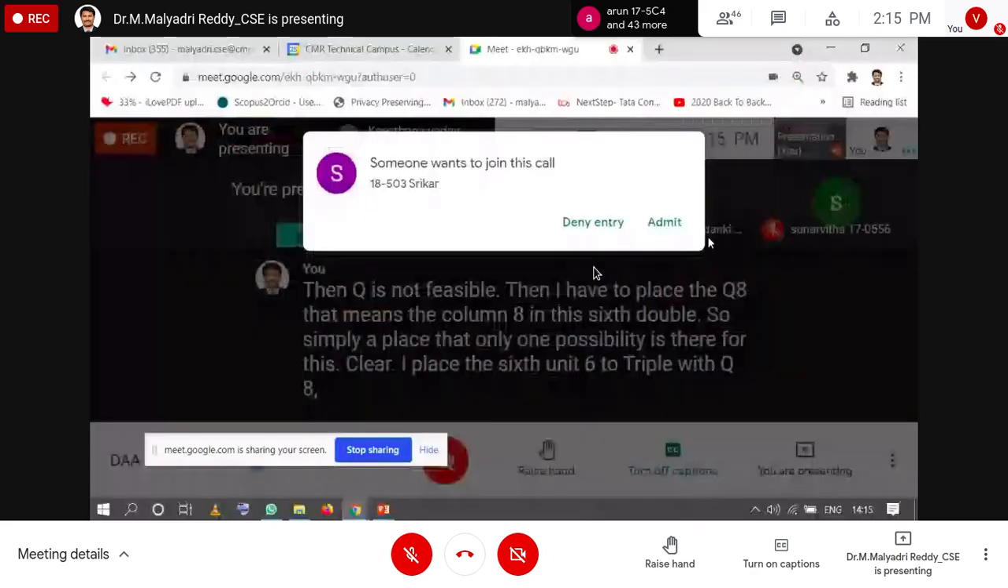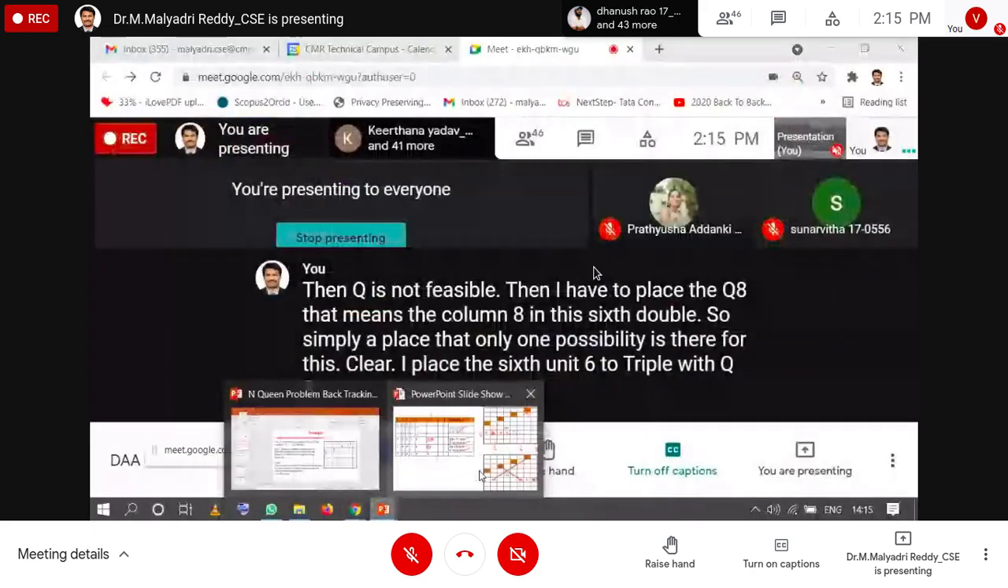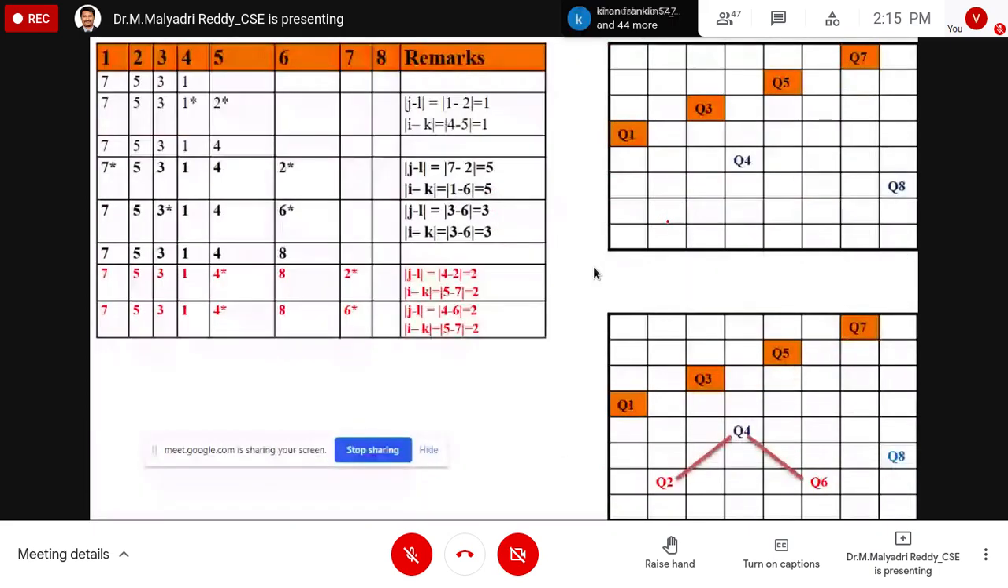So this is the sixth tuple. To place the seventh queen, this is the seventh tuple. Only two columns are left, this one and this one. Is Q2 possible or not? I have to check Q2. Check this one. Is Q2 possible or not?